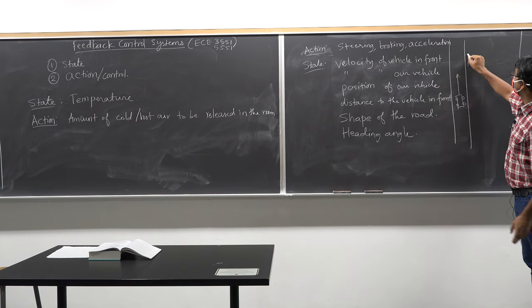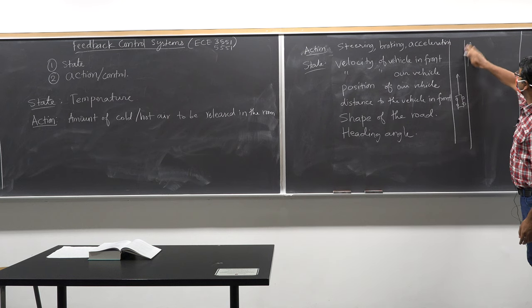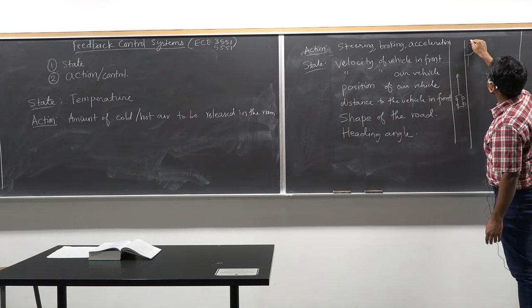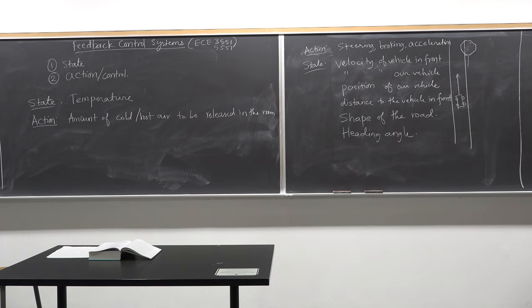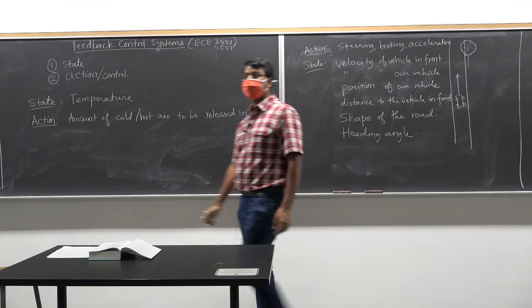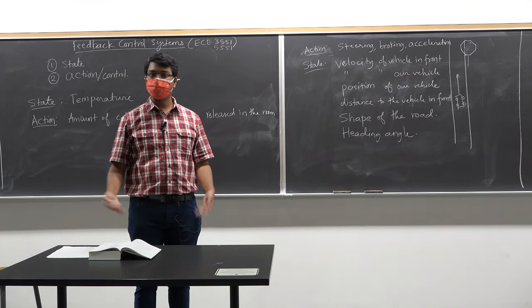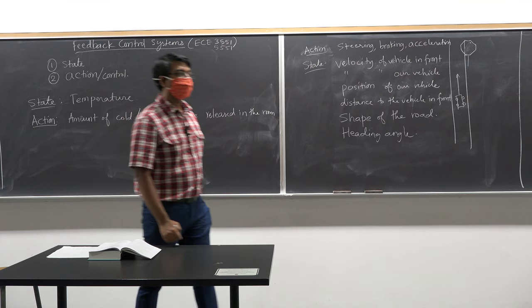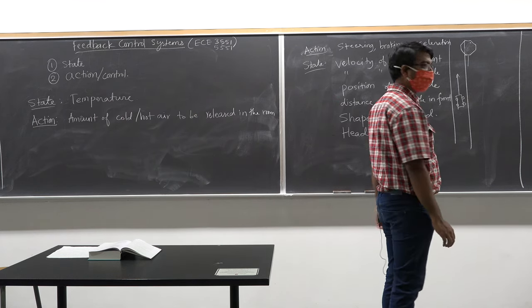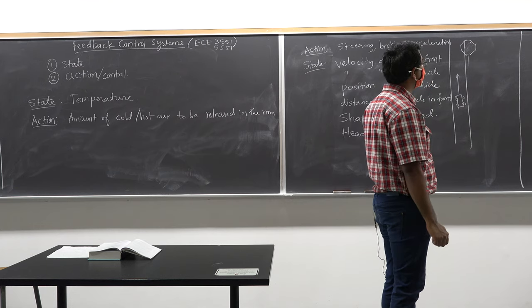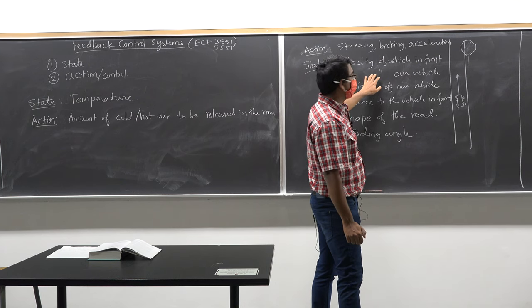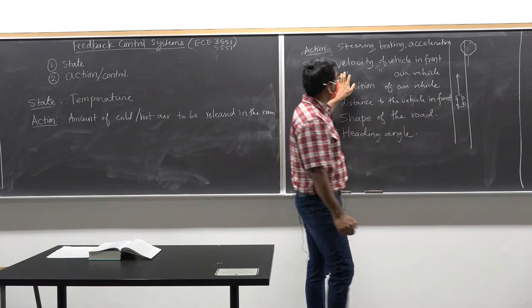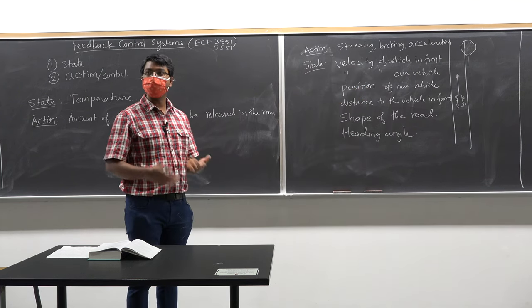Let me put a stop sign. No, this is not a stop sign. This is a stop sign. So I put a stop sign on the road, and there could be traffic lights on the road. Does that change the states that you need to take care of in making your decision? What else? What changes? Camera. Right, so the velocity is already part of your state. So yeah, that's still part of the state, but something changes.